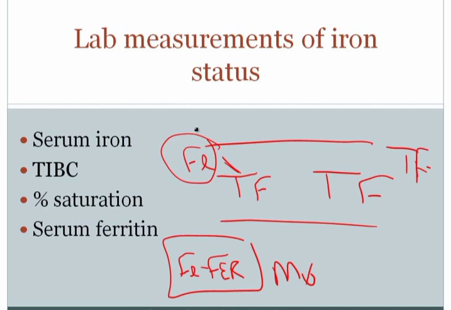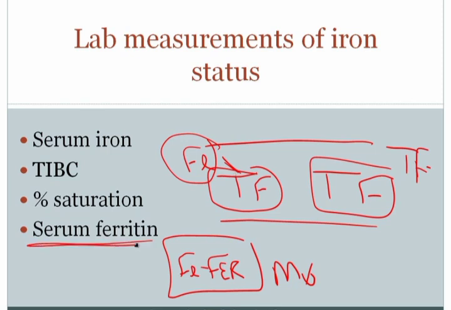If we want to know how many transferrin molecules are present in the blood, whether they be bound or not doesn't matter, we can measure something called the TIBC, which is the total iron binding capacity. It tells you how many transferrin molecules are present in the blood. If you want to know how many of the transferrin molecules are actually bound by iron, we can calculate a percent saturation.